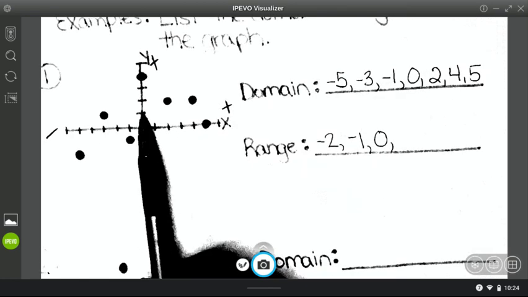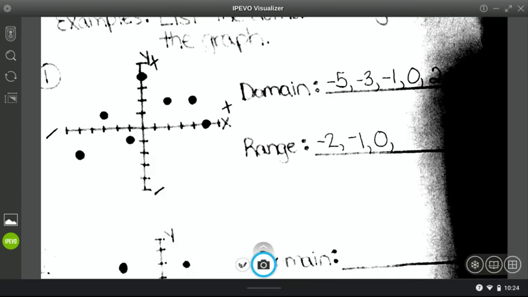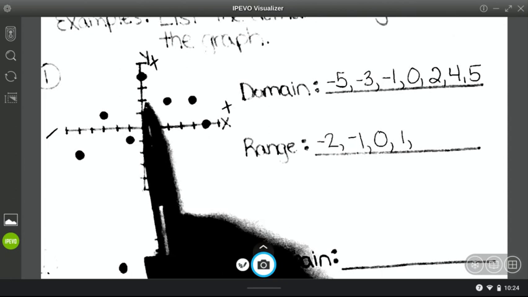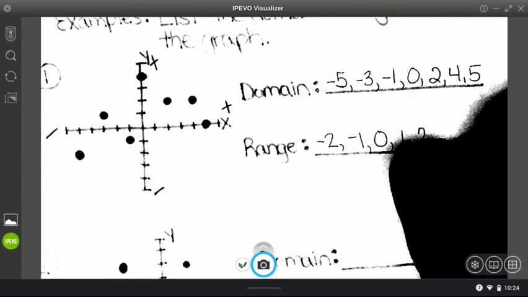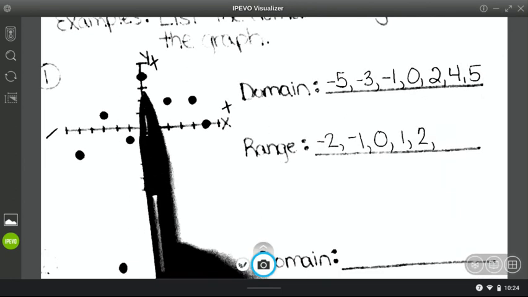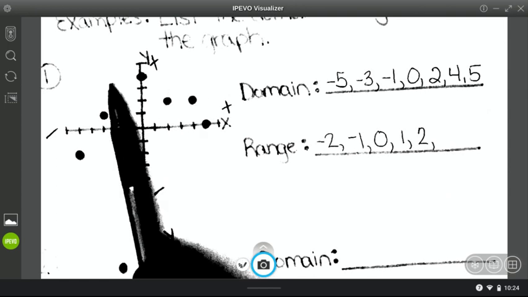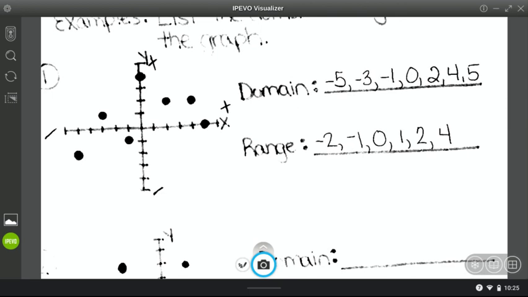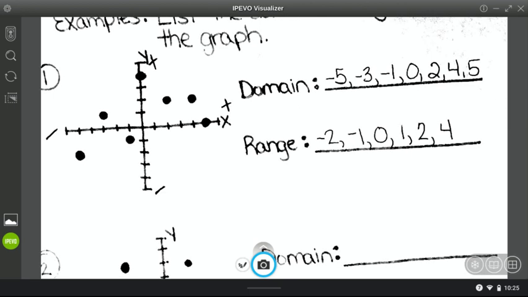Do I have a point at 1? Yep. Do I have a point at 2? I actually have 2 of them. All right, now do I have any points with a y coordinate of 3? What about 4? What about 5? Nope. So there's your range.